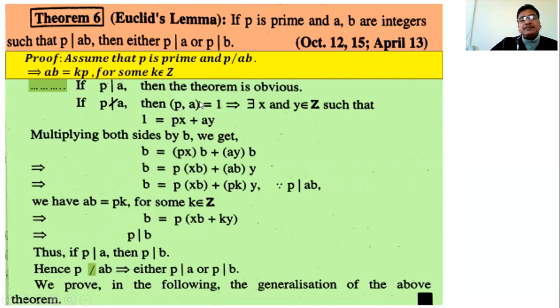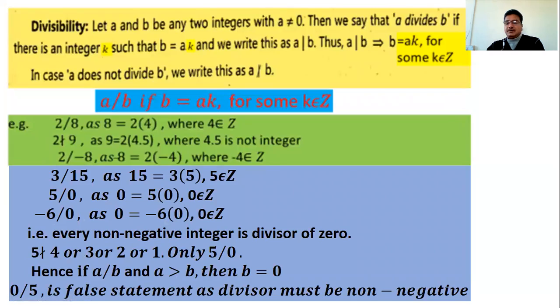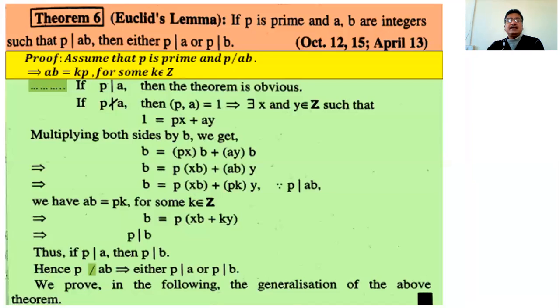If P is a divisor of A, then P belongs to the list of the divisors of A. But P is not a divisor of A, and that's why the list of the divisors of A does not contain P. Therefore the common divisor of P and A is only 1. That is, the greatest common divisor of P and A is 1.